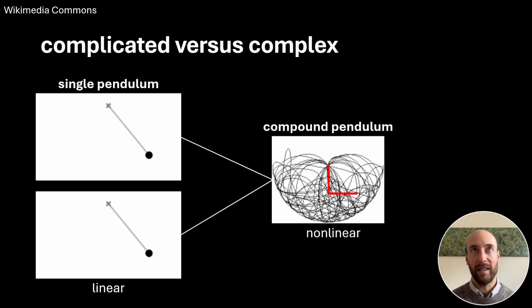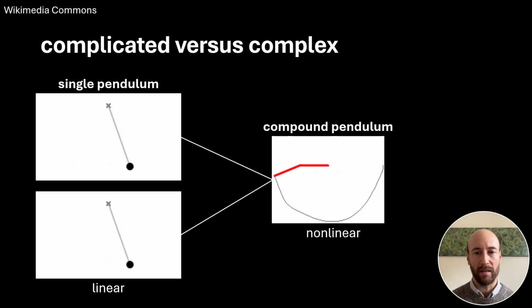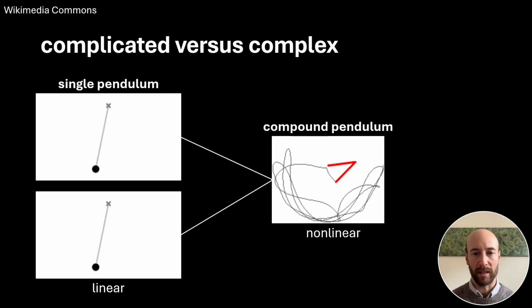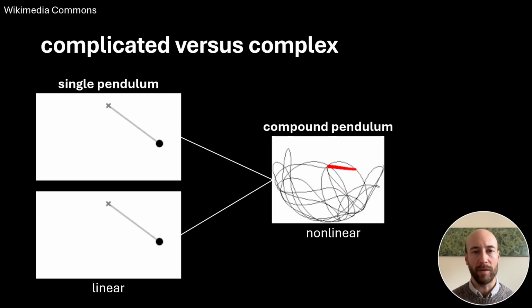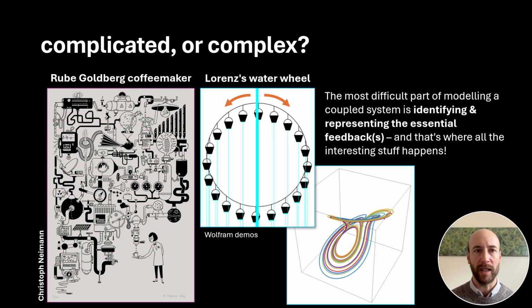And that is kind of the threshold that you're after in many coupled system models. The nonlinear result is the thing that really you're chasing in many cases. So the difference between complicated and complex.